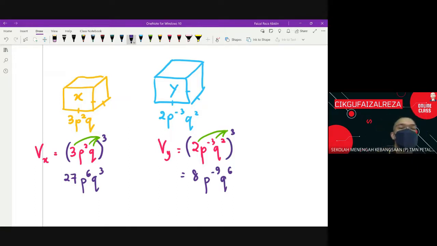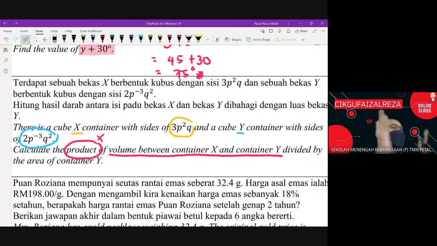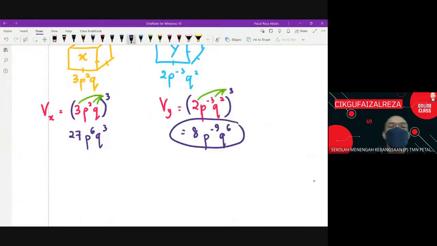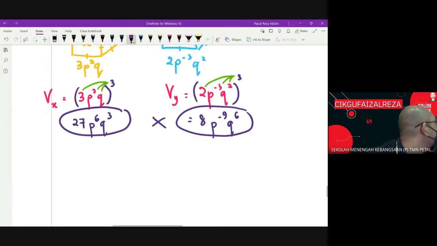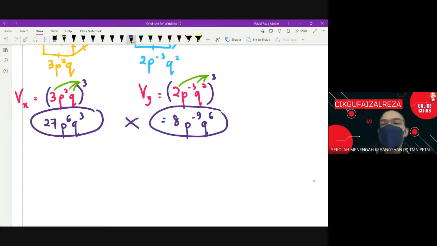The question just now says volume between container X and container Y, which means I have to find the product. I have to times both of my volumes here first. You cannot see. Okay. So what you have over here, 27 times 8, isn't it? What do you get? 216. Okay, so I just put over here 216.